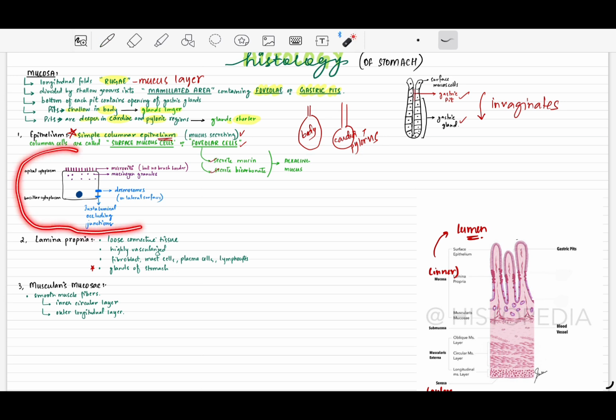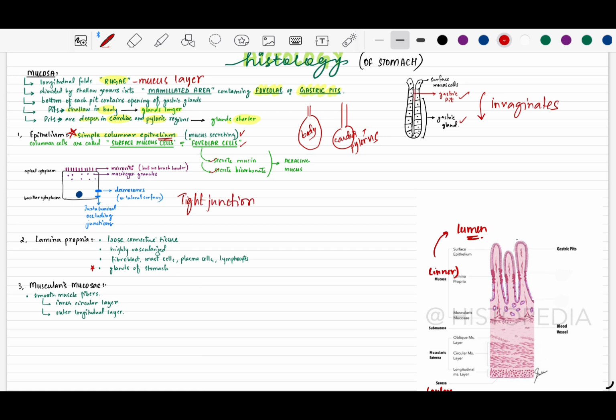Let's discuss each cell now. Each cell can have microvilli. However, they do not form the brush border which is normally seen in the small intestine. Then we have the desmosomes on the lateral surface, and on the basilar surface we can have juxtaluminal occluding junctions, which means that we have tight junctions present between the cells of the stomach. Now these tight junctions also help create a barrier to protect the stomach wall.